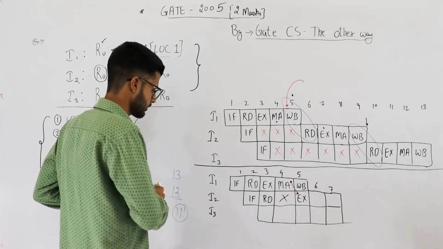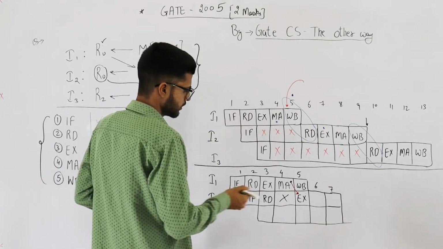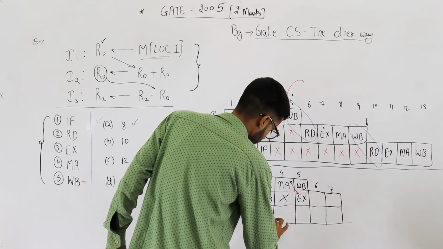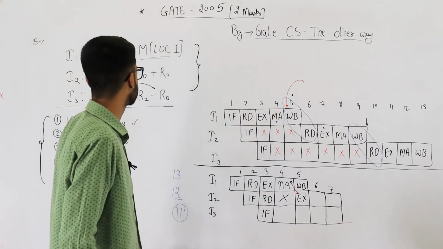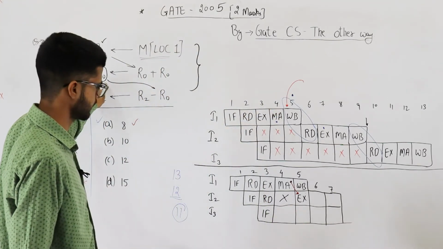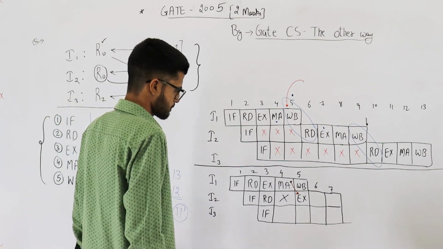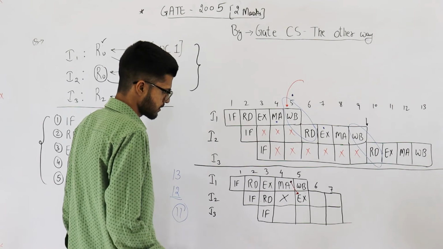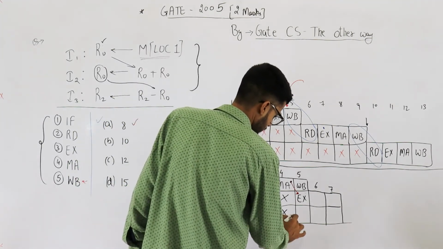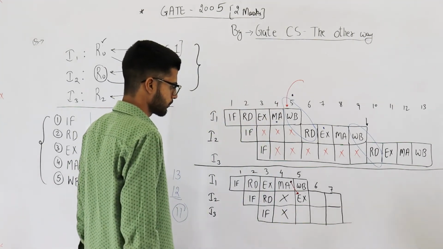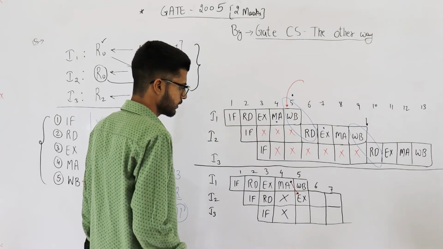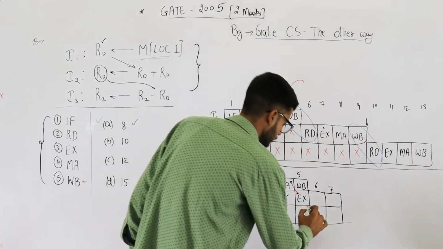Now we'll just fetch the instruction. Fetch. Then let's see, the value it requires is again R0. So here you'll probably have to stall this cycle. Okay. Then you'll just begin with the execute phase.